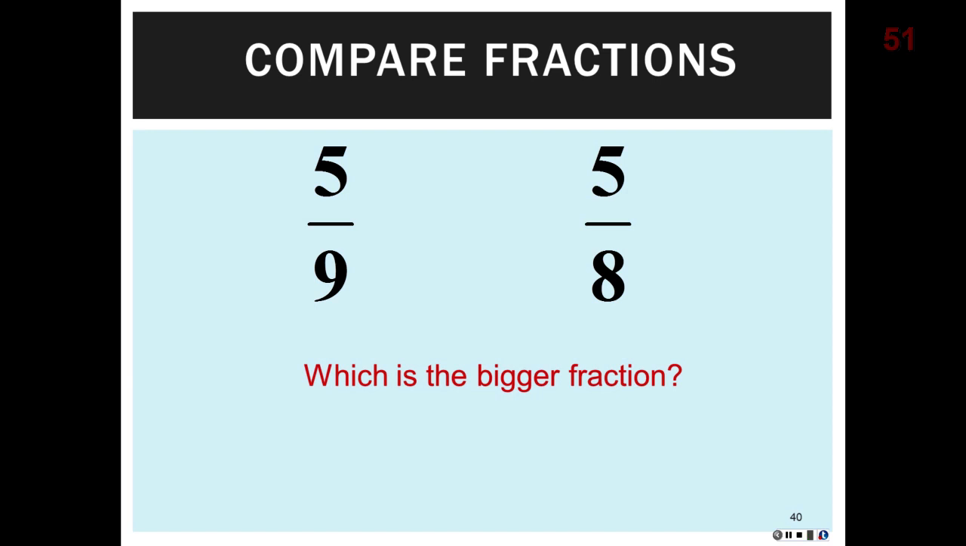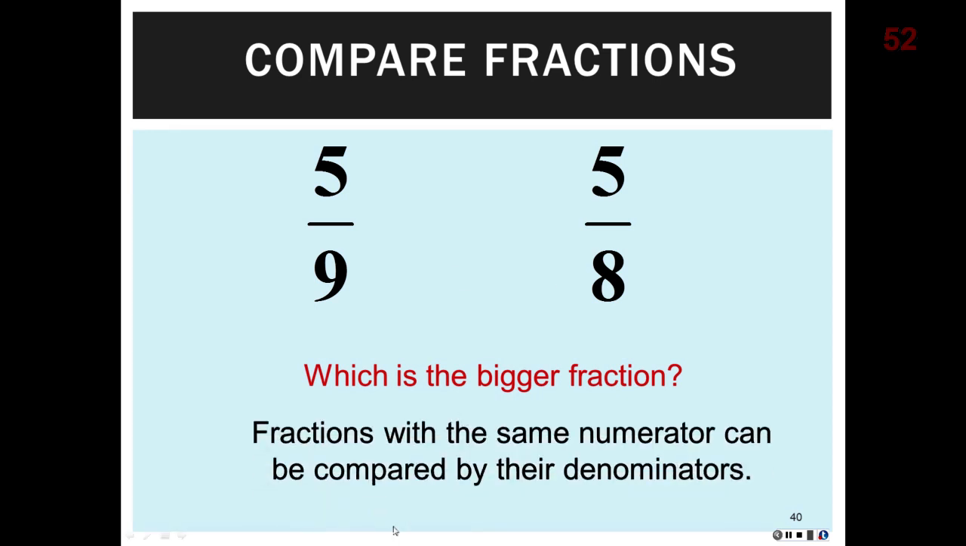Okay, since you have the same quantity in your numerator, that means you have 5 slices. 5 slices of the ninths is going to be smaller in quantity than 5 slices of the eighths, because the eighths are bigger. So anytime your numerators are the same and your denominators are different, the smaller denominator is bigger. Just think of pizza and you'll be okay.